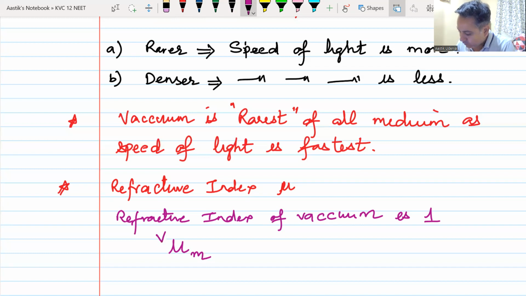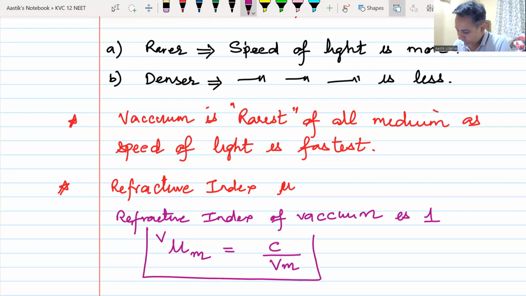Refractive index of a medium with respect to vacuum is equal to C divided by Vm. You can write it as Vm or you can simply write it as V. What does C stand for here?